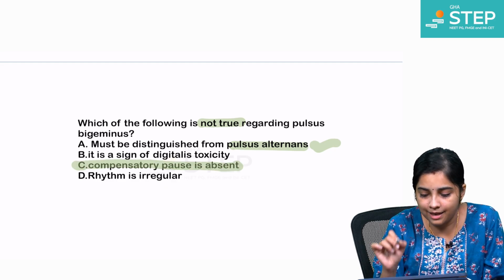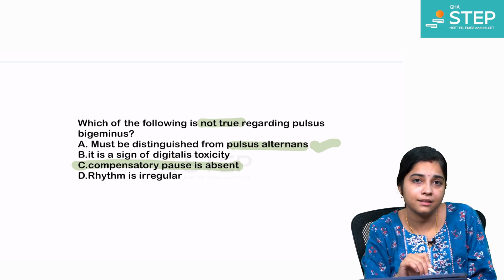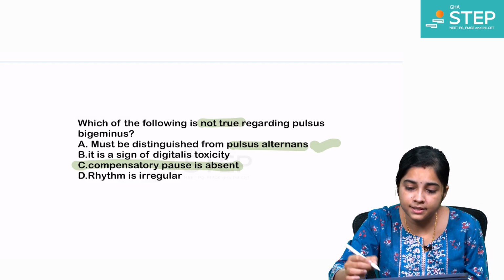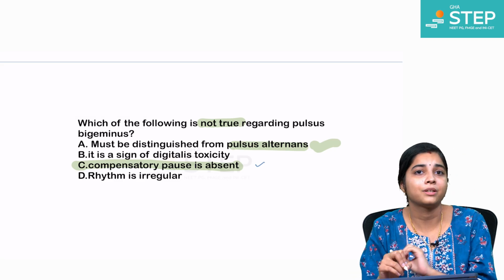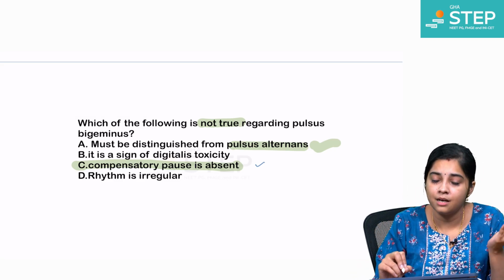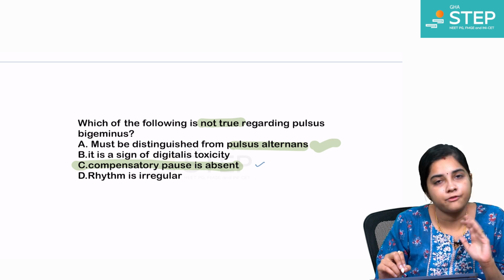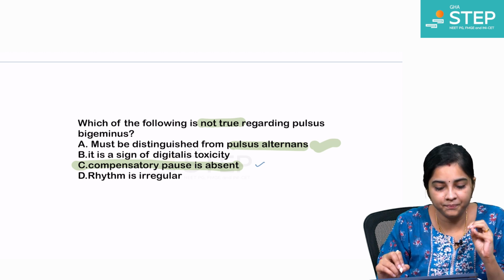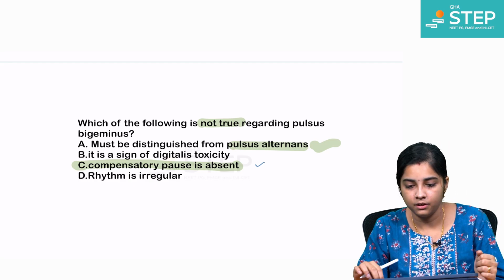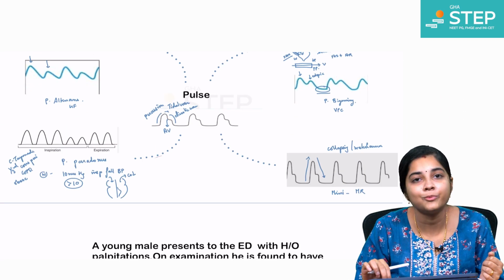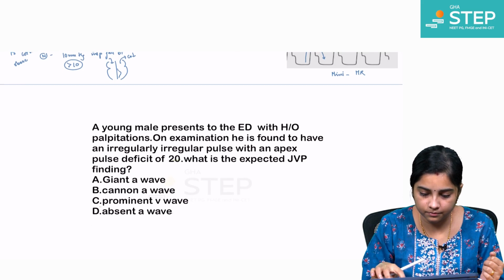Compensatory pause is absent. So what would be the answer? Which is false? Compensatory pause is present. That is the most important feature which is used to differentiate pulsus alternans from pulsus bigeminis. Okay, and the rhythm is irregular. Yes, it is an irregular rhythm. So we have covered pulse. Now let us move on to the next question.